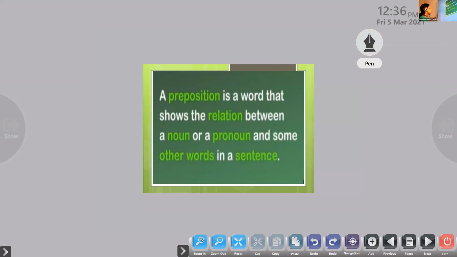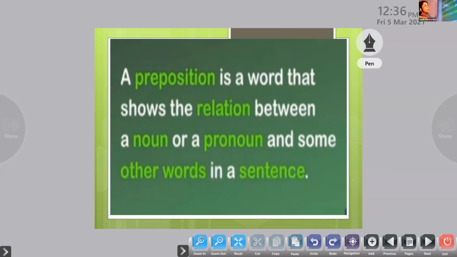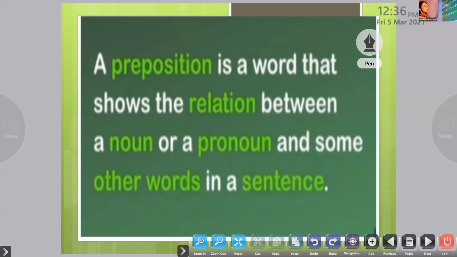And it also shows the relation between the noun or the pronoun with the other parts of a sentence. Is that clear to all of you? So prepositions are position words. It tells us where a person, a place, an animal, or a thing is, and it also shows the relationship between the noun or the pronoun with the other parts of a sentence.